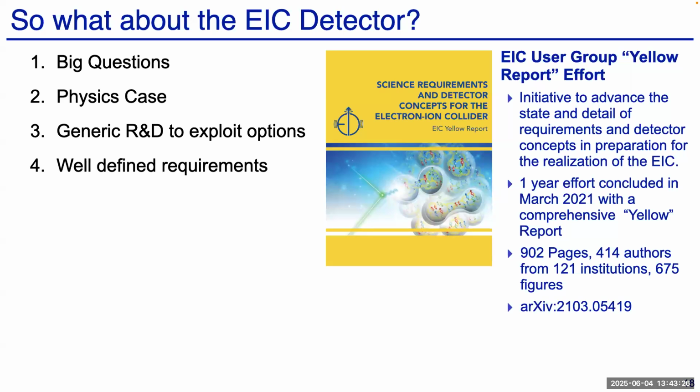This we did. This was the most impressive large effort I ever worked with. We had 400 authors from 121 institutions, and we worked for a little bit more than a year. We had meetings and meetings. It was enormous, a really huge effort. And we got this Yellow Report together, and I'm very proud of this. This was an absolutely fantastic effort. And in 2021, we published that. And for the Department of Energy, that is their Bible. If you want to build an EIC detector, look at that.